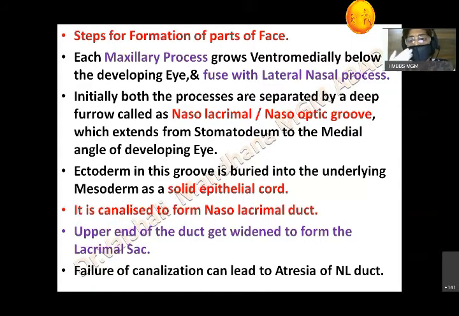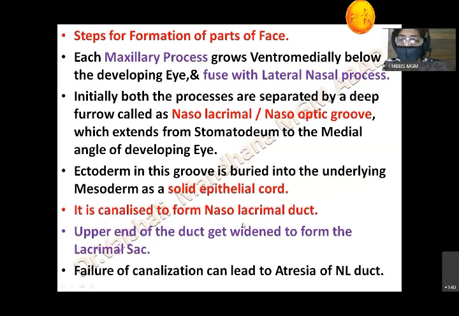the lateral aspect of the nose, that is extending from the lateral part of the stomatodium up to the medial angle of the eye. So this fusion is deficient, and in this groove you get the buried ectoderm. This ectoderm forms the solid epithelial cord initially, then it becomes canalized to form the nasolacrimal duct. This duct has got the widened upper part, and that forms the nasolacrimal sac.